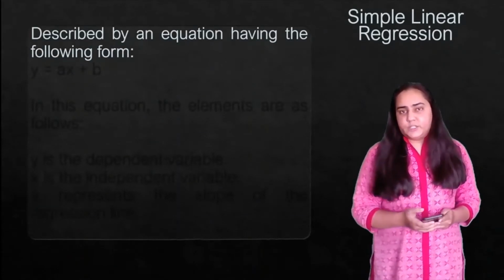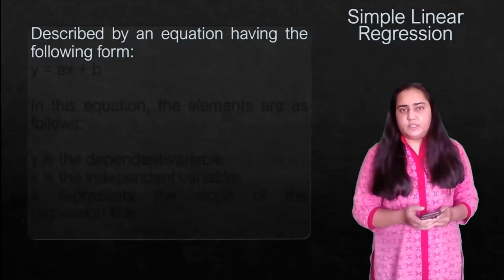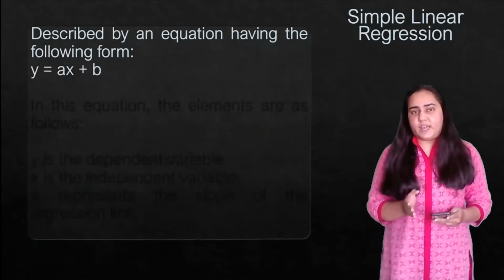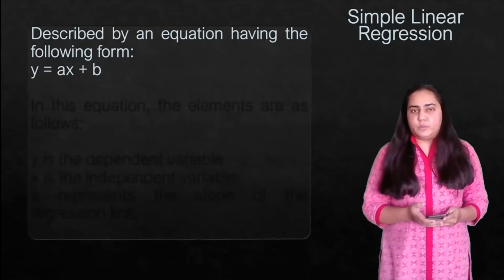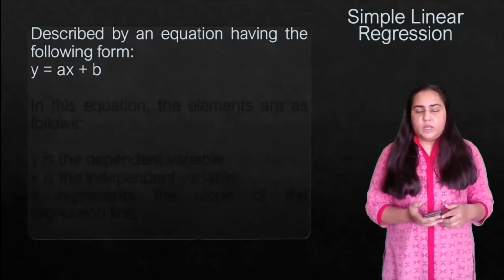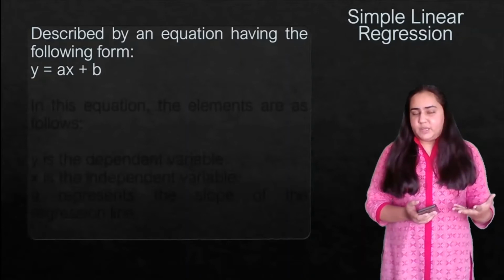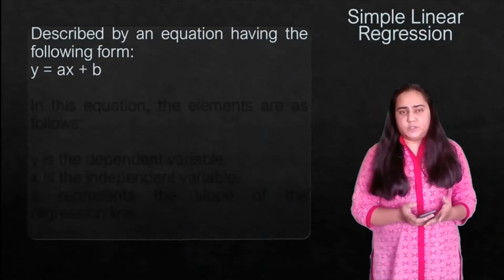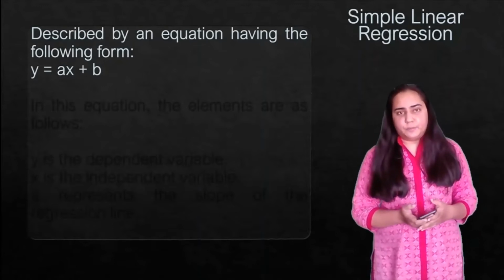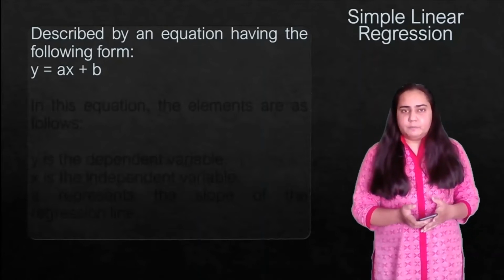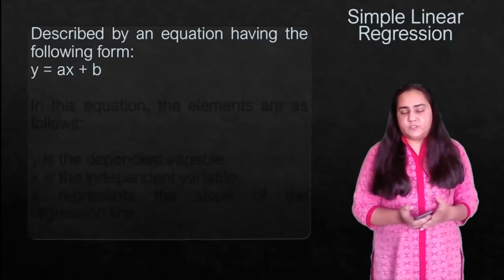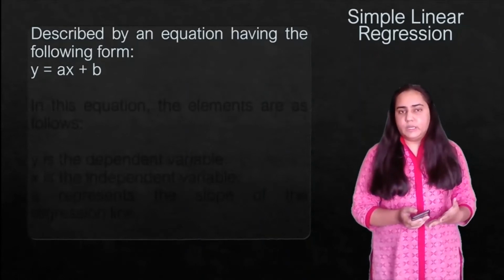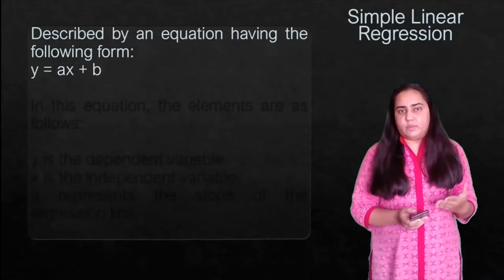And the equation that describes a linear regression is of this form. It is y is equal to ax plus b. And you might also find this as y is equal to mx plus c, or some other form of equation for linear regression, depending on which book you're referring to. But that doesn't matter. A and b are just variables, and you can call them whatever you like. Usually they are called a and b. Sometimes they are also called m and c.